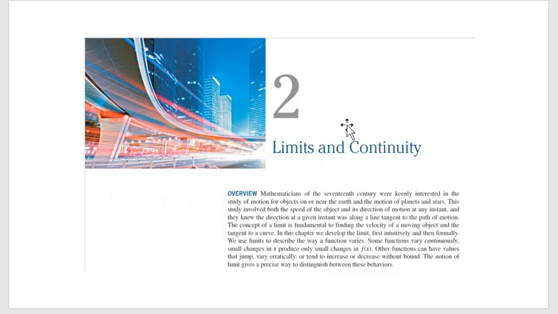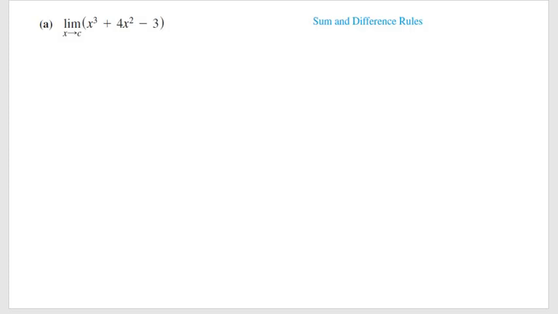So if you go to chapter 2, this would be chapter 2. Let's do one of the first problems. The question is, find the limit as x tends to c of this function, x cubed plus 4x squared minus 3. So let's do this problem. What we do here is we substitute x equals c into this problem.